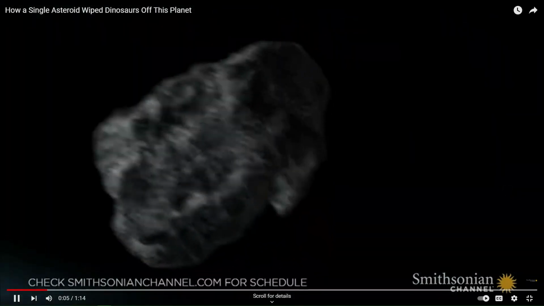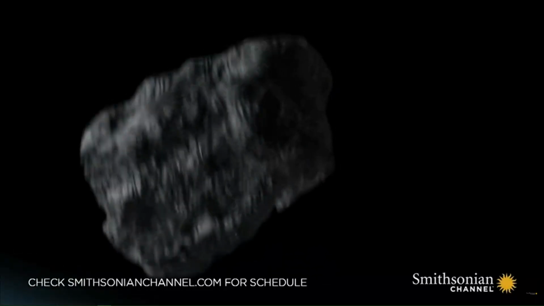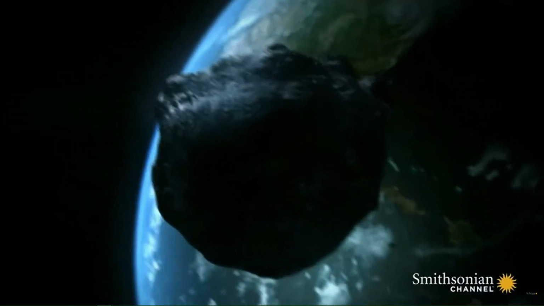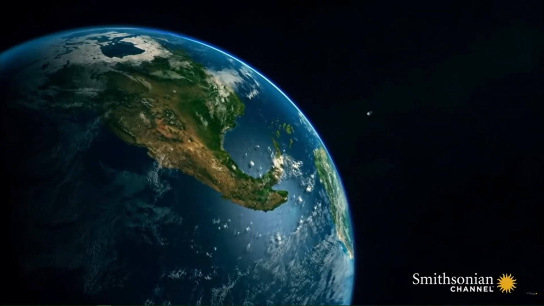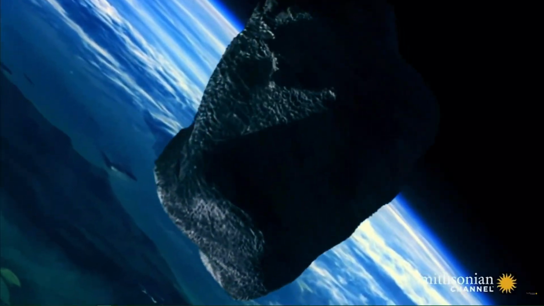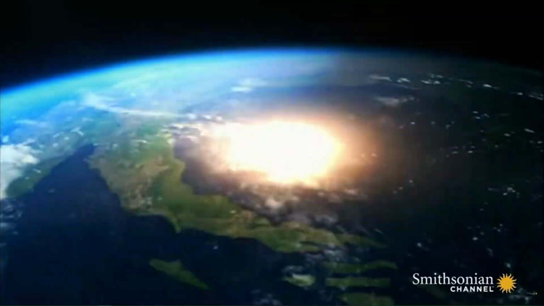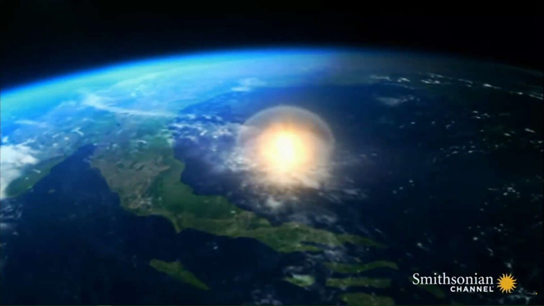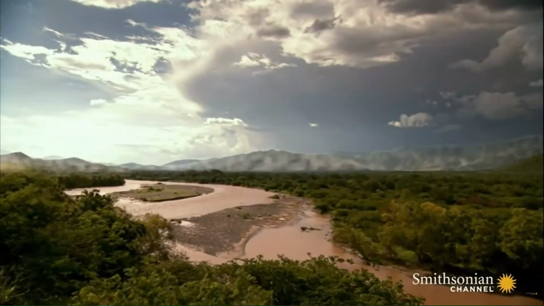The asteroid was 6 miles wide, weighing hundreds of billions of tons. Still, compared to Earth, it was tiny. How could it wreak such havoc? It would have hit at nearly 50,000 miles per hour. The energy released would be equal to about 100 million nuclear bombs.